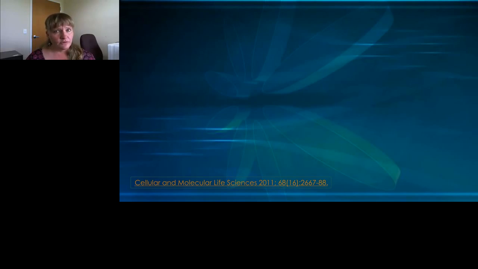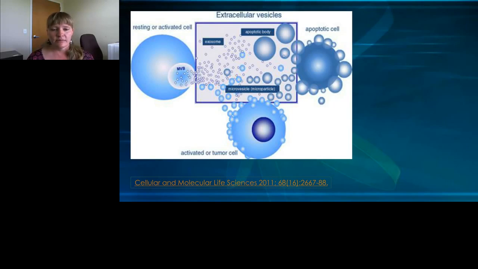Just as a quick review, what are EVs? As seen in this diagram, which is commonly seen in most of our presentations about extracellular vesicles, there are three main categories of EVs. Exosomes, which is over here on this side right here, microvesicles, and apoptotic bodies. So we have exosomes, we have microvesicles, and we have apoptotic bodies.